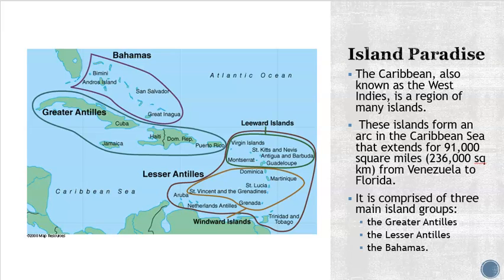The region of the Caribbean can be divided into 3 distinct groups. They are the Bahamas, the Greater Antilles, and the Lesser Antilles. It's important to note that the Lesser Antilles are broken down even further into the Windward Islands and the Leeward Islands.